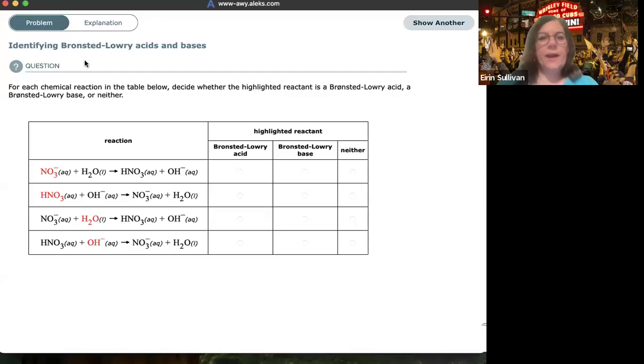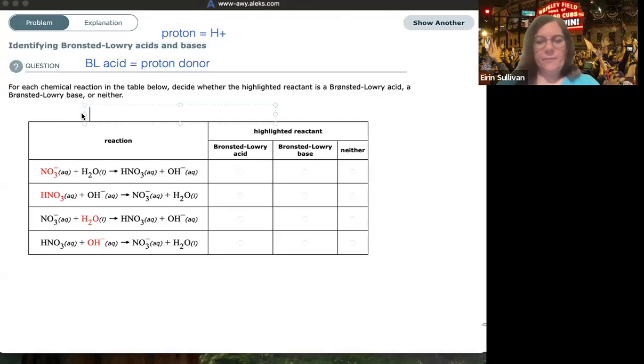Identifying Bronsted-Lowry acids and bases. So a Bronsted-Lowry acid is a proton donor. So you're looking for something which, between the reactant side and the product side, loses a proton. And remember, a proton is an H plus ion, so it's losing both a hydrogen and a positive charge.